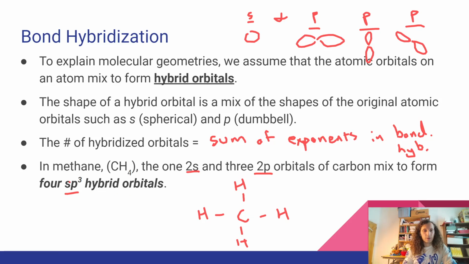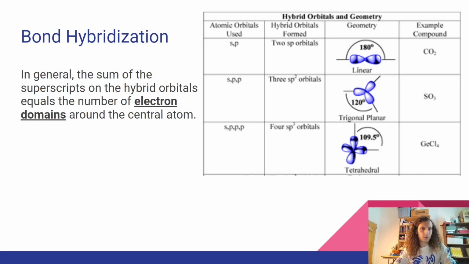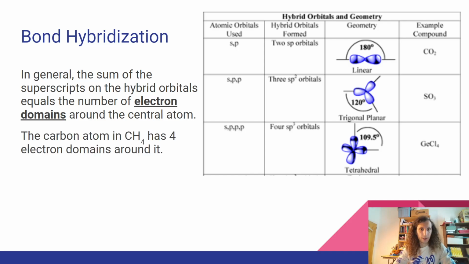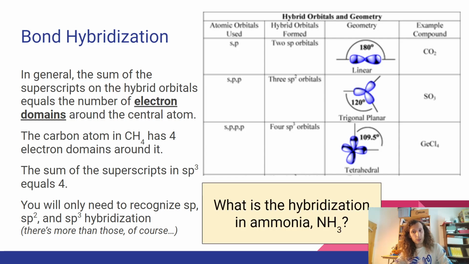Well, s has an exponent of 1, p has an exponent of 3. 1 plus 3 is 4. So the number of hybridized orbitals is 1, 2, 3, 4. You're really just counting bonding domains. That's kind of it. The sum of the superscripts. All you will need to know for this course is sp, sp2, and sp3 hybridization. It gets a little more complicated when you go to steric numbers 5 and 6, but you won't be responsible for knowing those.